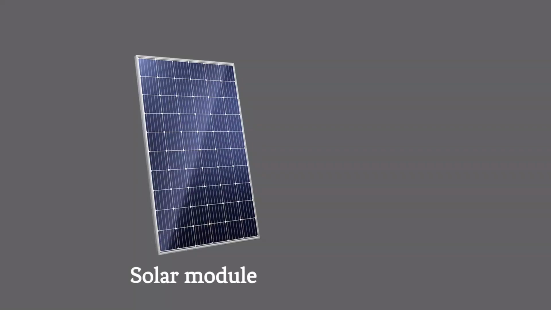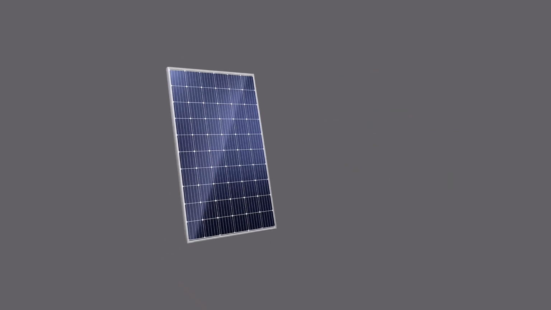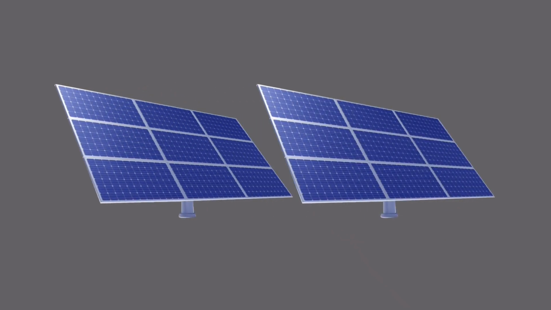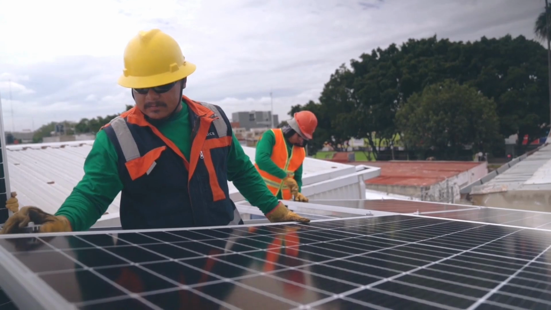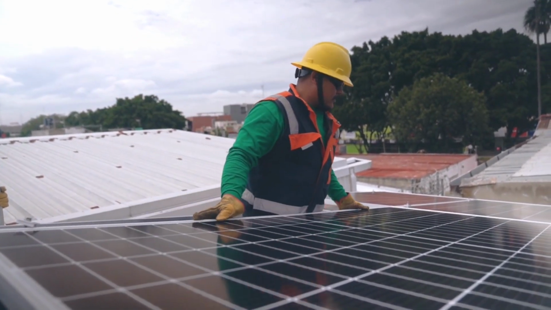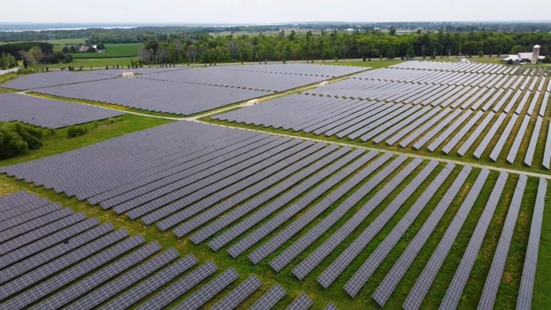When vast amounts of solar cells are connected together, it is called a solar module. When multiple solar modules are connected to each other, it is called a solar string. When multiple solar strings are connected to each other, it is called a solar array. While the initial cost of installing solar panels may be high, they offer a solid return on investment over their lifespan, typically ranging from 25 to 35 years.